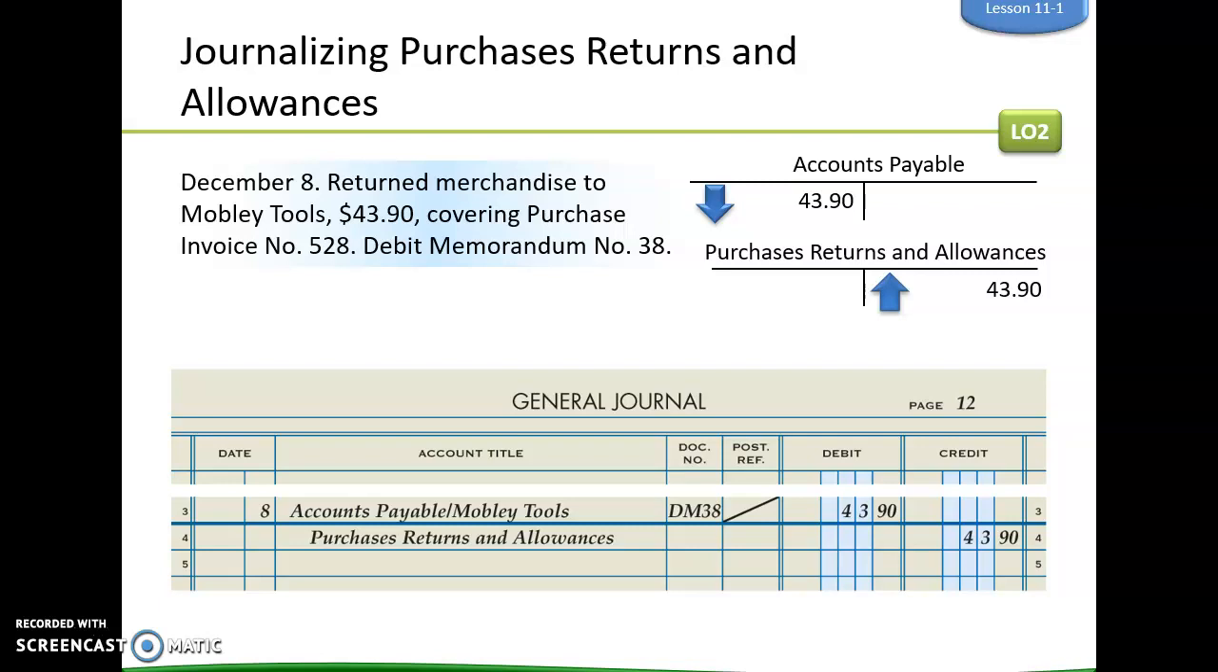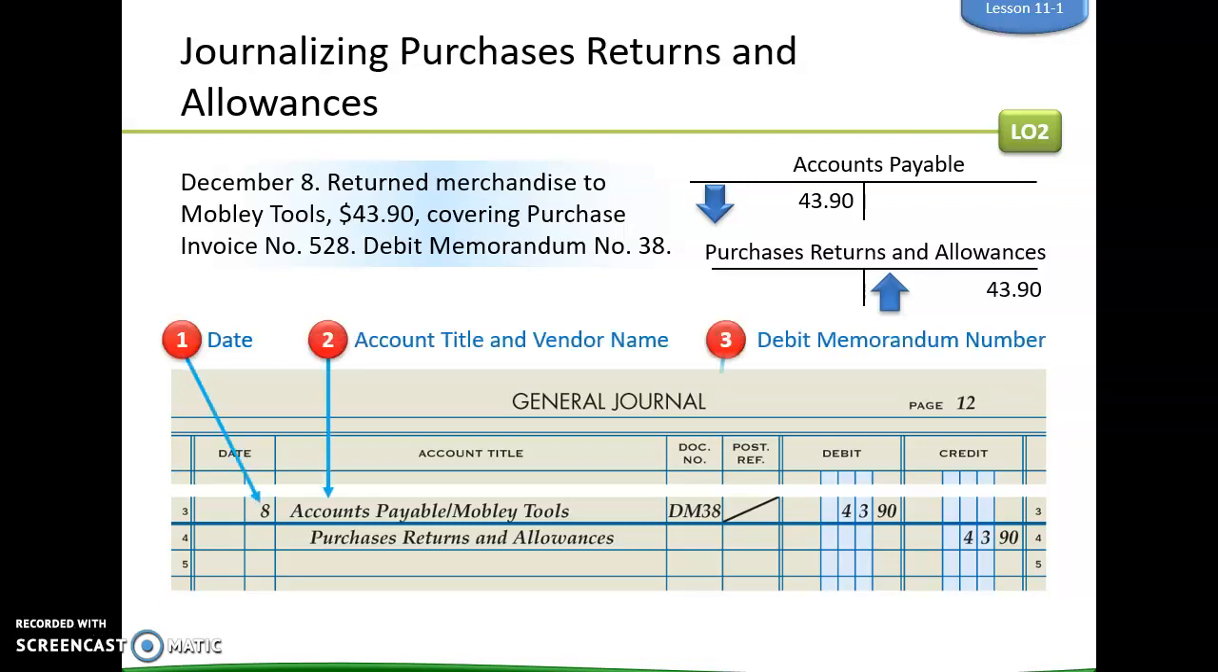So it's posted to accounts payable controlling account, and then it's posted to the accounts payable ledger account or the subsidiary account Mobley Tools. So we're going to debit. So when we post those to the ledger, we will post it twice. But so the debit will be $43.90 and the credit will be $43.90. So again, those balance. And we'll just go through and show all these things.